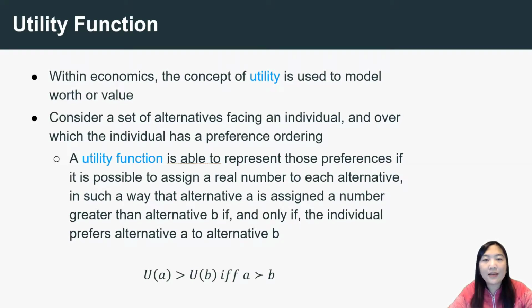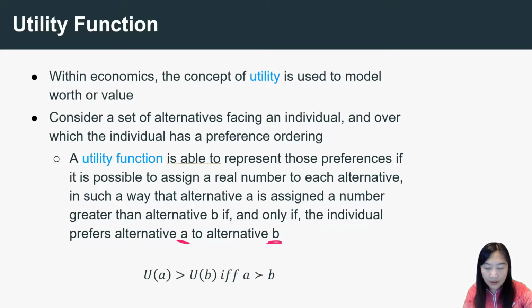If we can assign a real number, for example, 5 units of utility or 10 units of utility, to each alternative so that the assigned number is consistent with our preferences, then that will be a good utility function. So here I have two alternatives, alternative A and alternative B. You can think of A as good weather and B as bad weather.